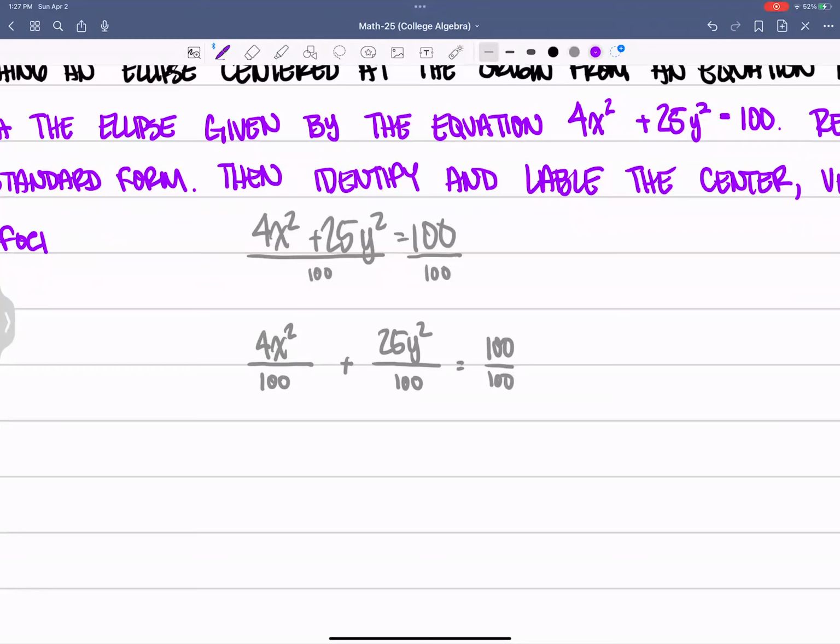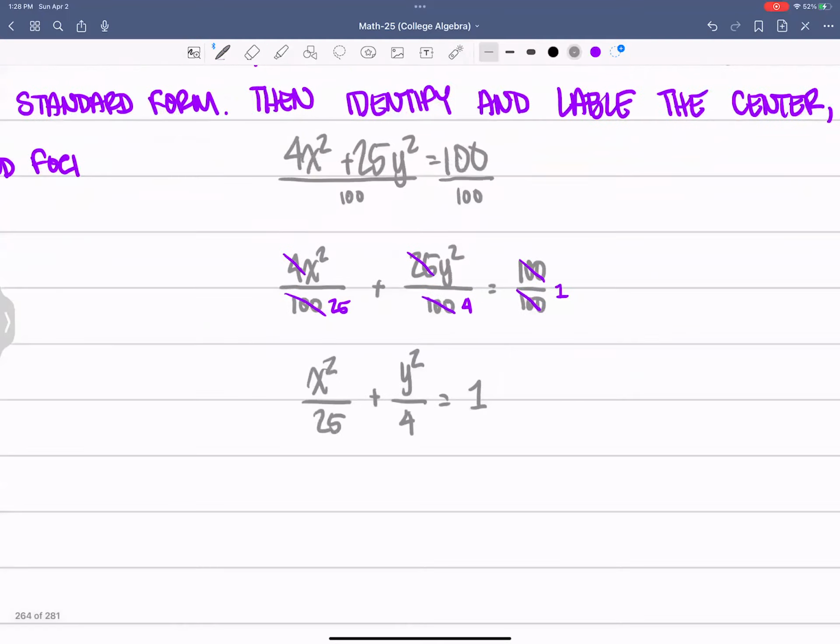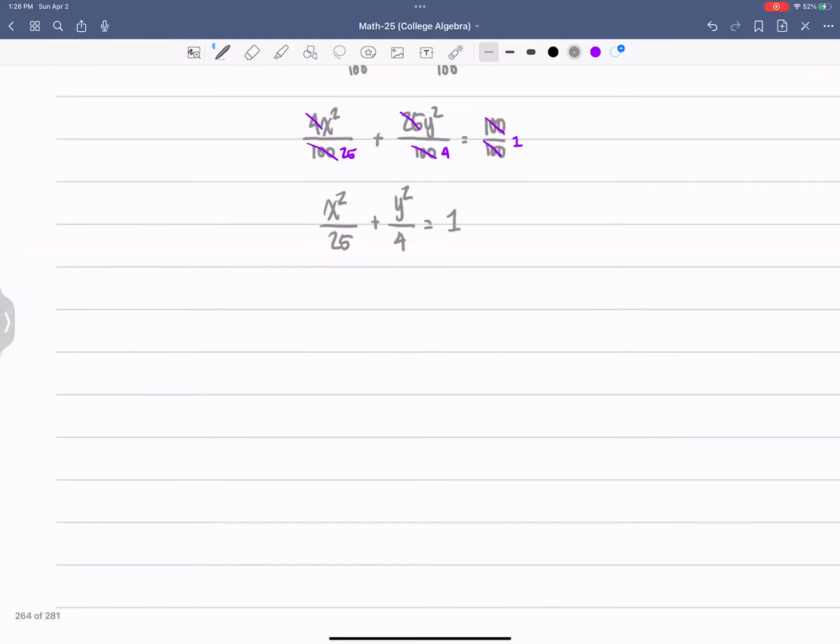Here the 4 and 100 divide out, leaving us a 25 in the denominator. The 25 and 100 divide out with just a 4 in the denominator. These two completely divide out to give us 1. Let's rewrite it: x squared over 25 looks good so far, y squared over 4, even better, and equal to 1. So we are in the proper form to start graphing it and identifying everything that we need. So let's continue.